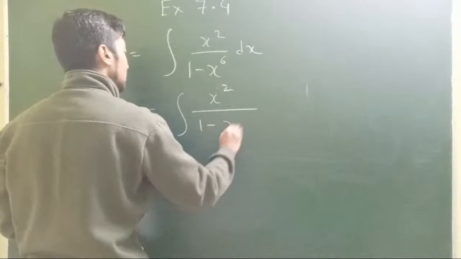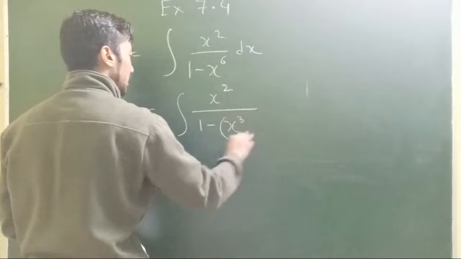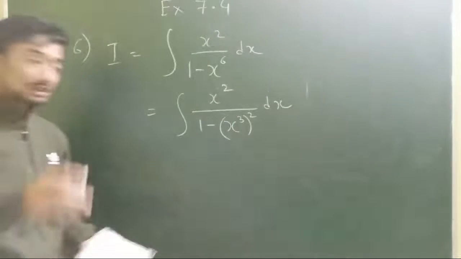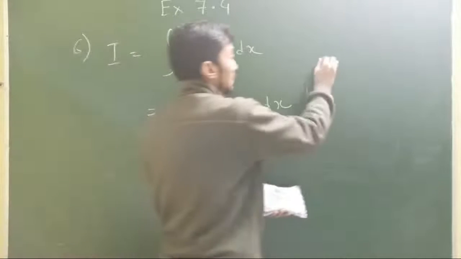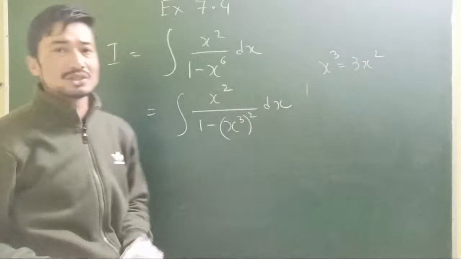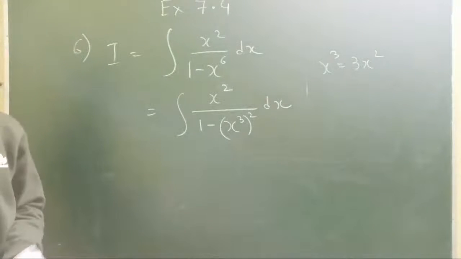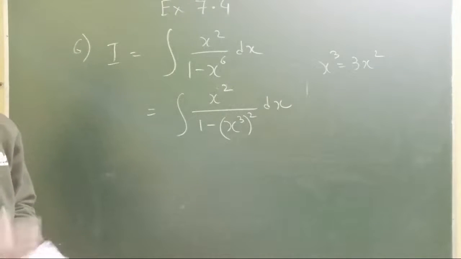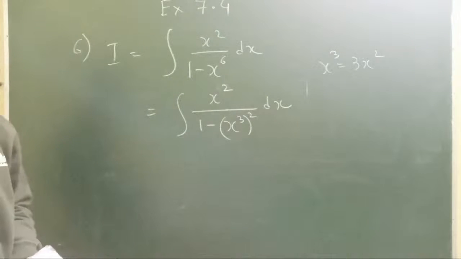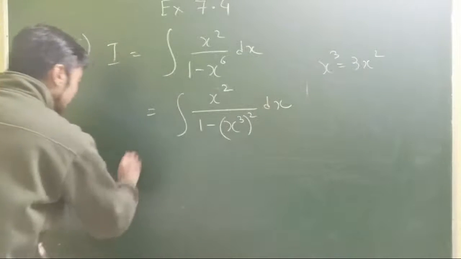1 minus x. 6 I can write as x cube whole square. No problem, isn't it? 3 2s are 6. Because the derivative of x cube is what? 3x square. Forget about this constant 3; we can get that from somewhere. It's the variable and its exponent, the power, that's our main concern.